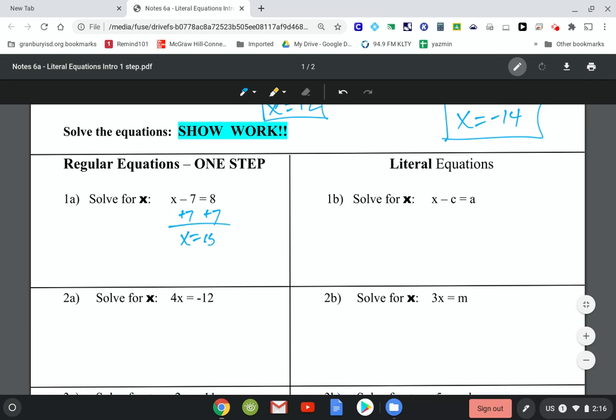So x equals 15. And then let's come over here to 1b. Now we want to solve for x, so that means we need to get rid of that minus c. The inverse of a minus c would be a plus c. Whatever we do to one side, we must also do to the other. So x is equal to a plus c, or you can say x is equal to c plus a. Either way.